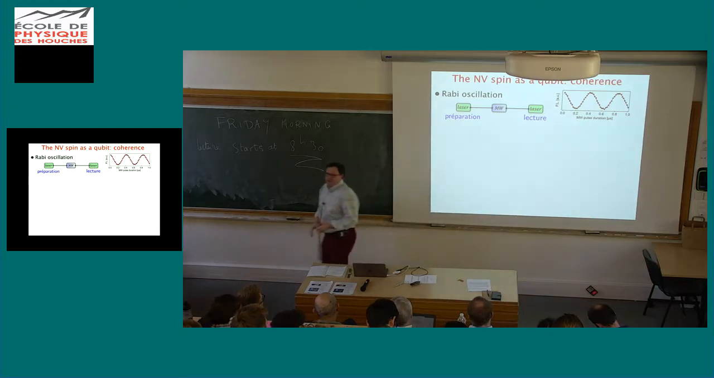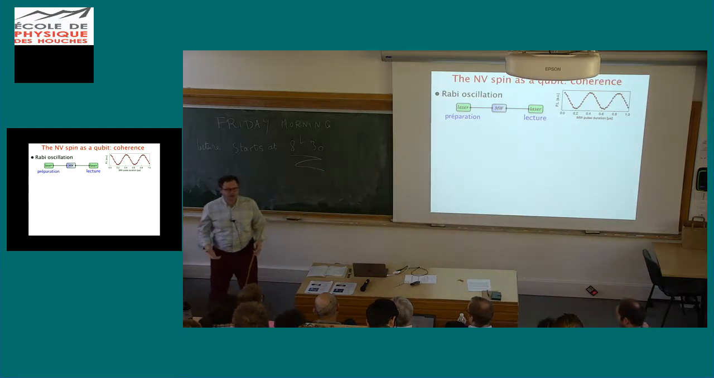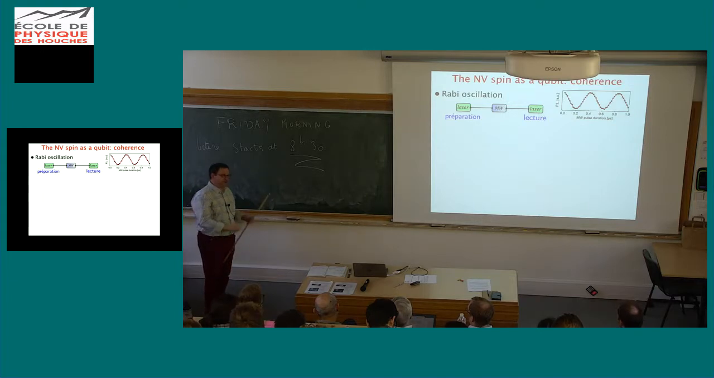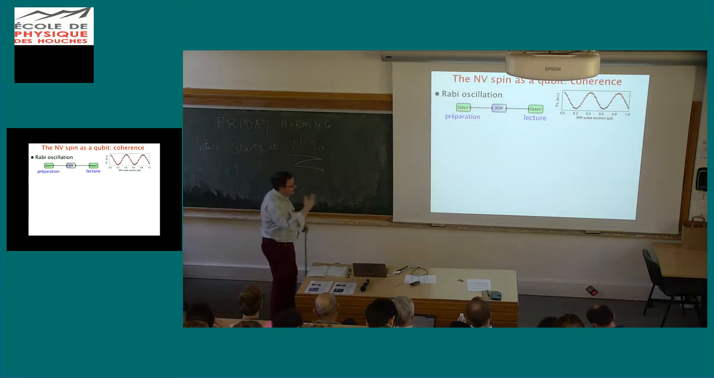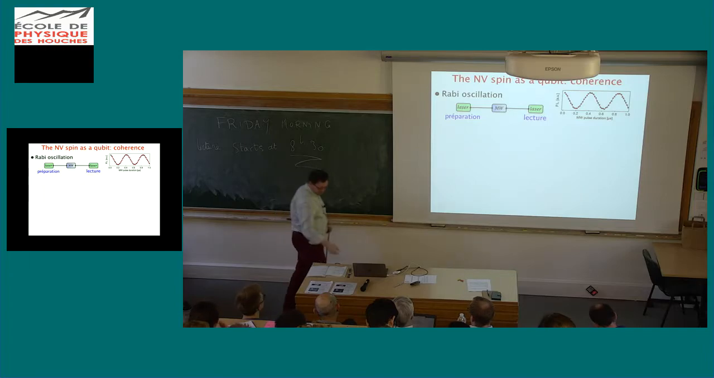The bad point with this measurement is that it is not a single-shot measurement, so you have to find tricks. If you really want to use this, for instance, for quantum information processing, how can you implement such a measurement as a single shot? This is averaged over many, many cycles.